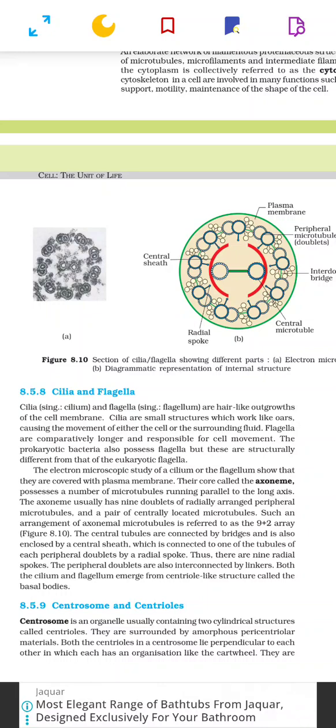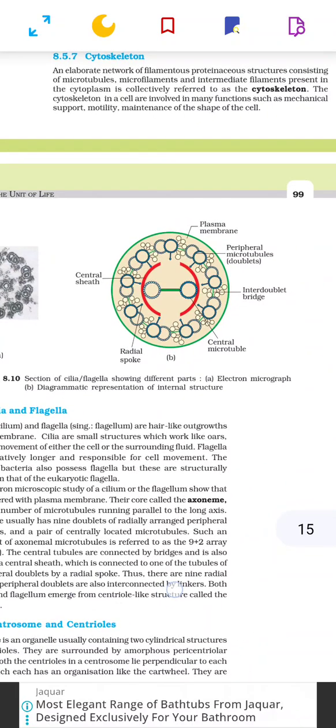Thus, there are 9 radial spokes. The peripheral doublets are also interconnected by linkers. Both the cilium and flagellum emerge from a centriole-like structure called the basal body. In figure 8.10, the section of cilia and flagella shows different parts. A is an electron micrograph, B is a diagrammatic representation of the internal structure.